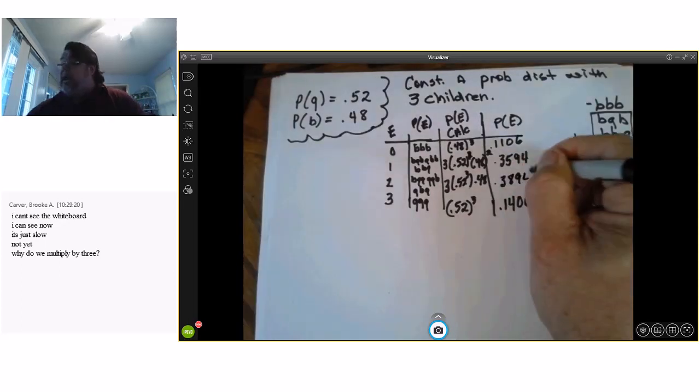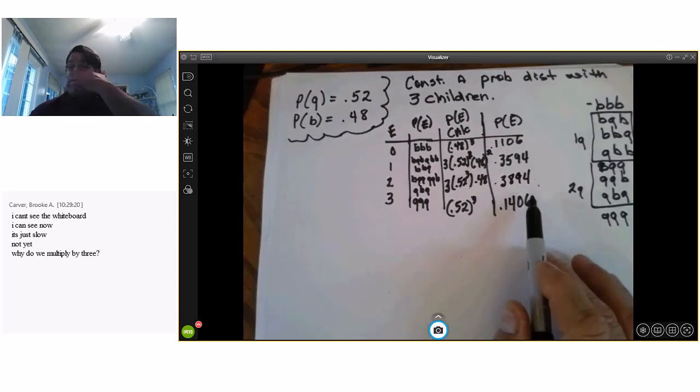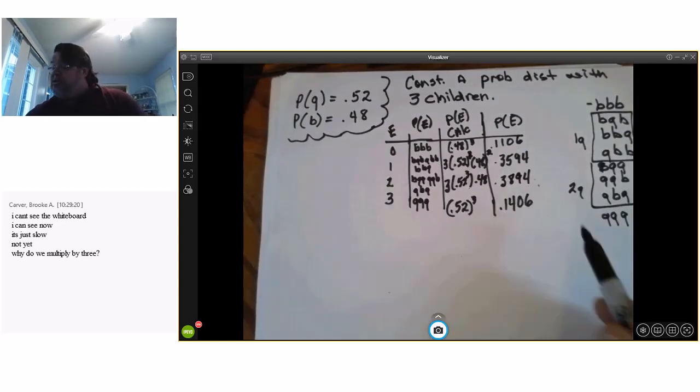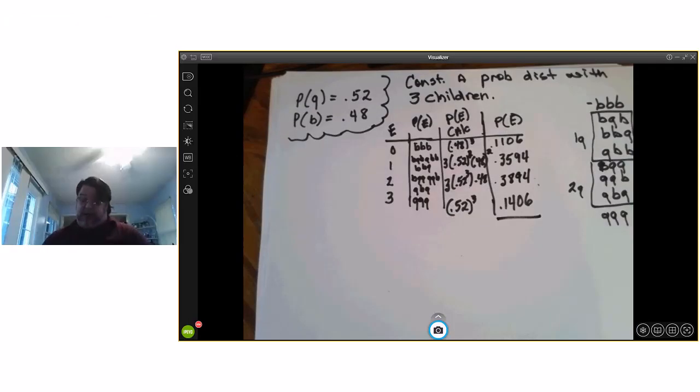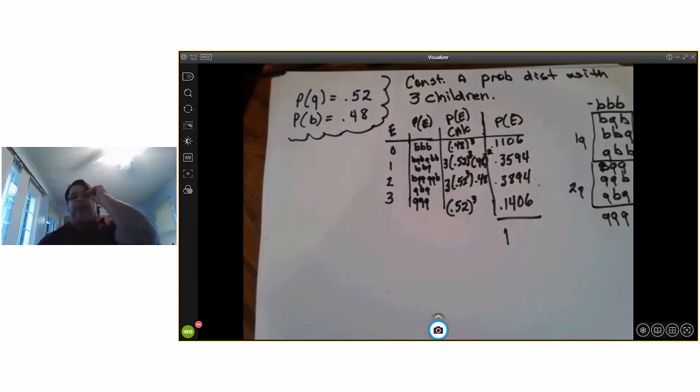Now, all 4 of these are between 0 and 1. And if you add all these up, what would you get? Well, let's see. 0.3894 plus 0.3594 plus 0.1106 plus 0.1406. And that's equal to 0.9999, which is equal to 1. Okay? That's how you construct a probability distribution.